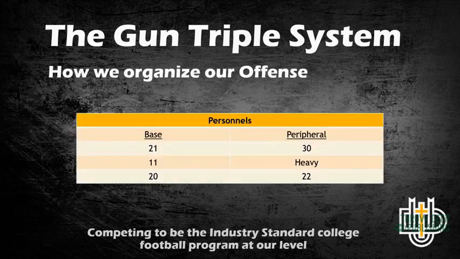So let me transition now to how we organize our offense. First, I want to talk about how we use personnels. We really like to mix and match different parts of our personnel. On the left, you see our base personnel groups, and then on the right, we have what I would call peripheral personnel groups. This is not an exhaustive list, but I think it gives you an idea of our basic approach to personnel.